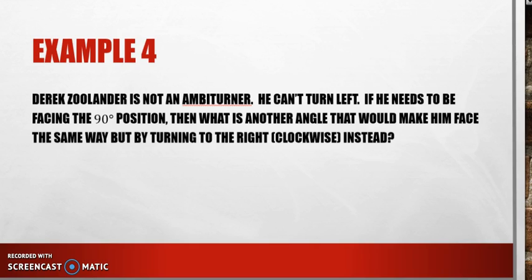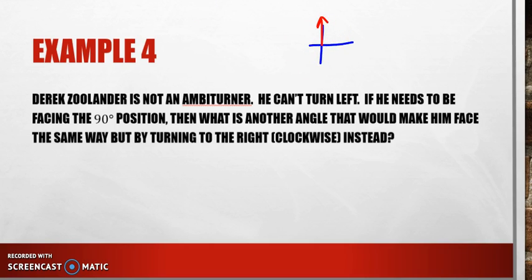Okay, for our last example from the movie Zoolander, if you've seen that, the main character is defined as not being an ambiturner. So he can only turn by spinning around to the right. And let's pretend that he's in a situation where he's getting to the end of the walkway and he needs to be facing the 90 degrees direction, which would mean he needs to be facing up from our math unit circle. So usually you would turn to the left 90 degrees. But since he can't turn in that direction, to get him into that same position, that same facing, we're going to figure out how far he needs to turn the other way around, going clockwise instead of counterclockwise.